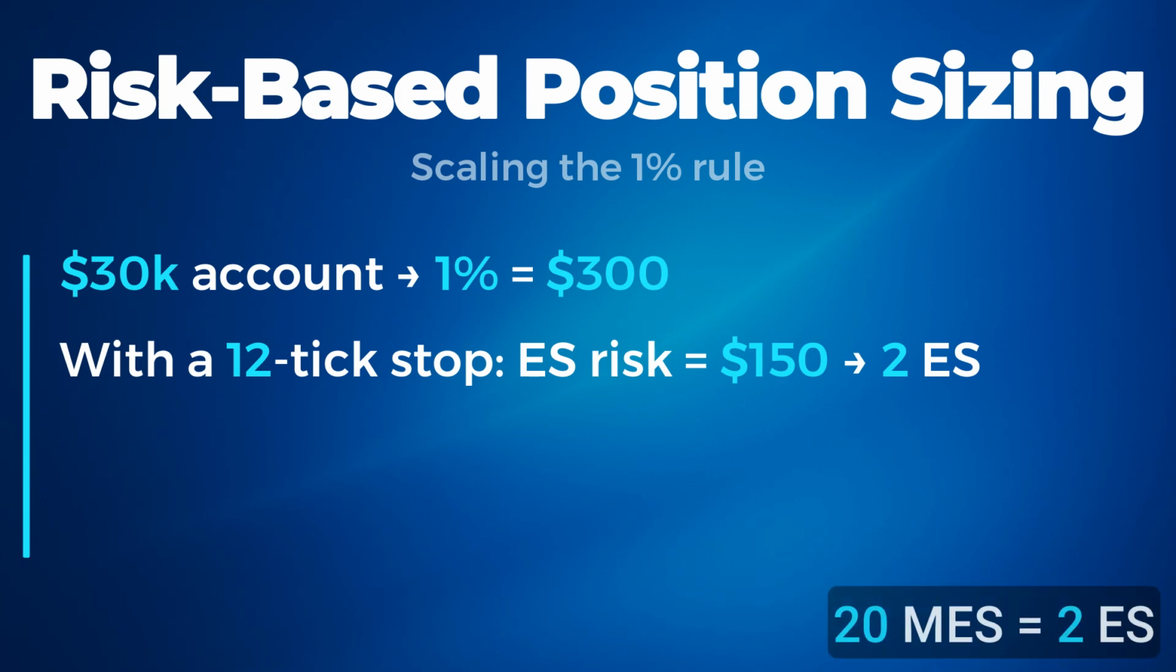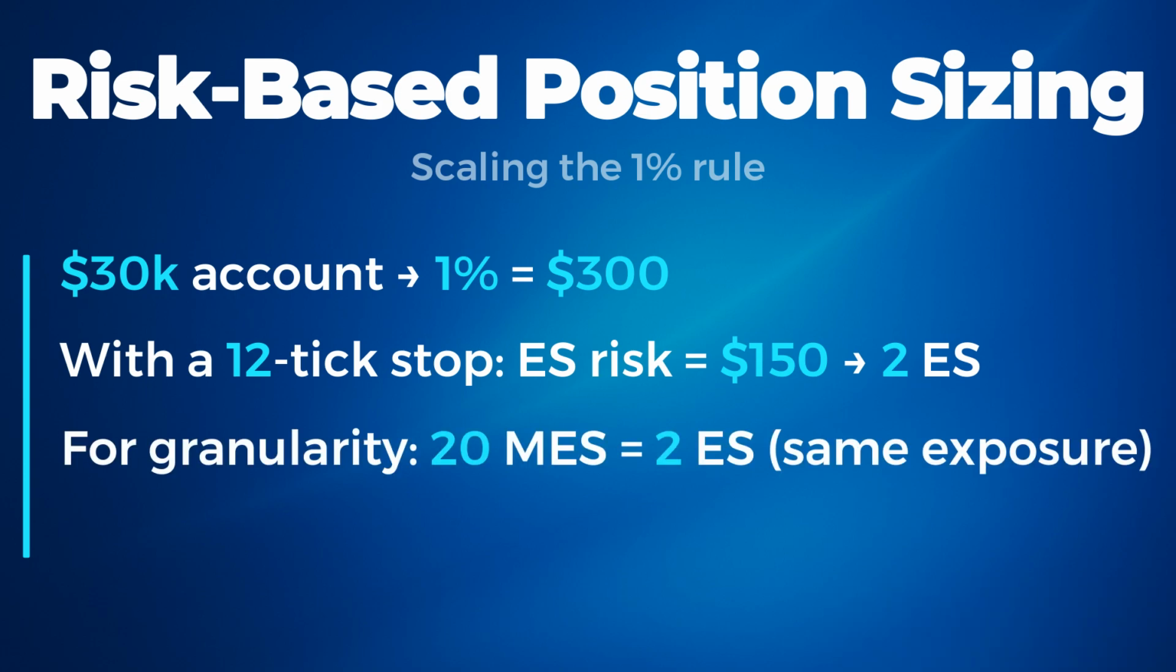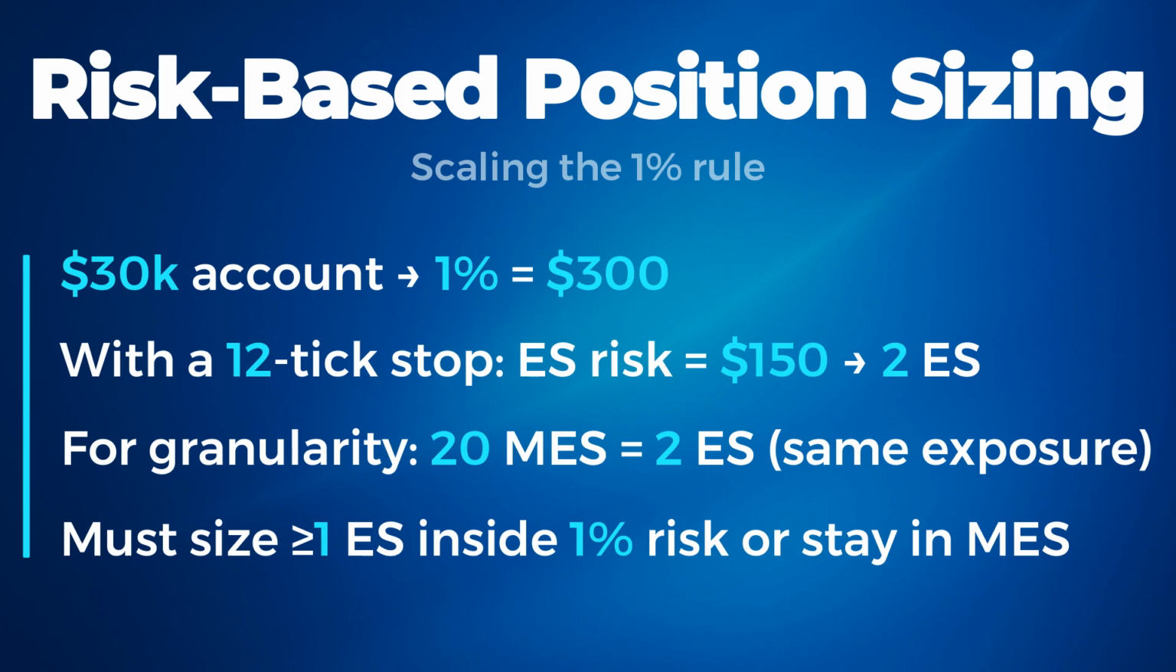20 MES contracts create the same total exposure as 2 ES contracts. But the smaller contract size lets the trader adjust the position in much finer increments. If you cannot size at least one ES contract inside a 1% risk band at your normal stop distance, ES is not your contract. You stay in MES until the maths confirms otherwise. None of this is emotionally based, it's all mathematical.